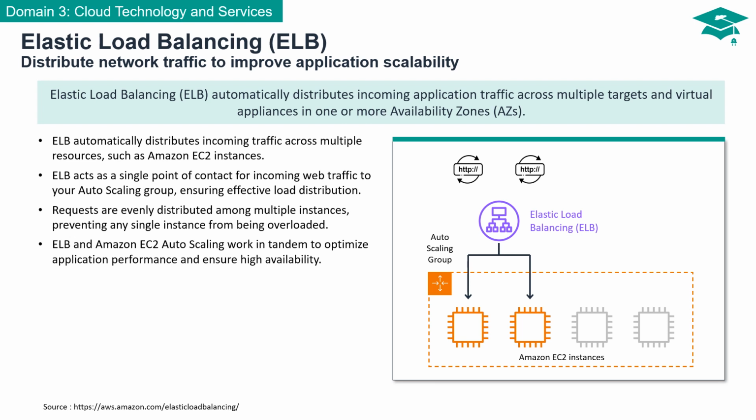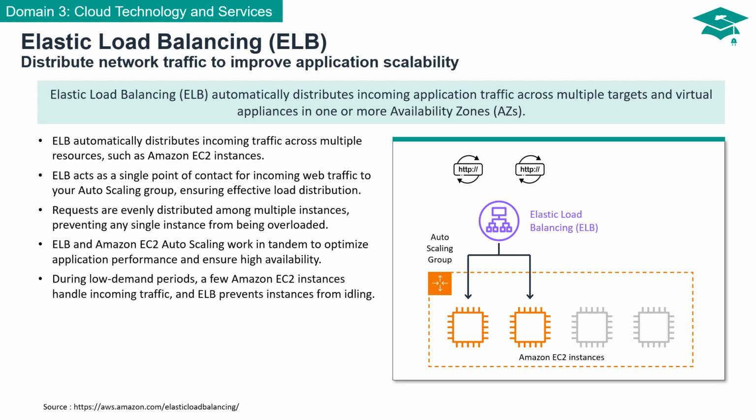ELB and Amazon EC2 auto-scaling work together to optimize application performance and maintain high availability, effectively handling fluctuations in traffic demand. During periods of low demand, a limited number of Amazon EC2 instances handle incoming traffic while ELB ensures that instances don't sit idle. This dynamic approach ensures efficient resource utilization and cost savings.